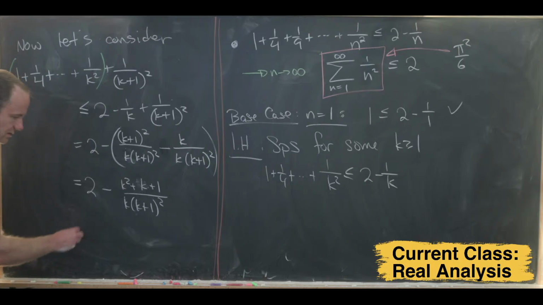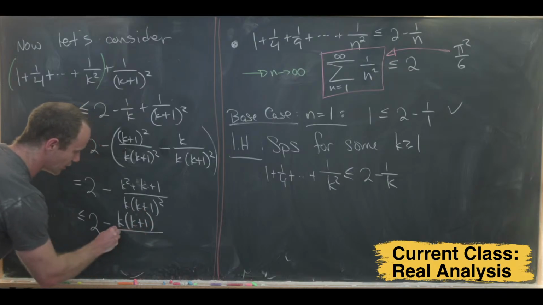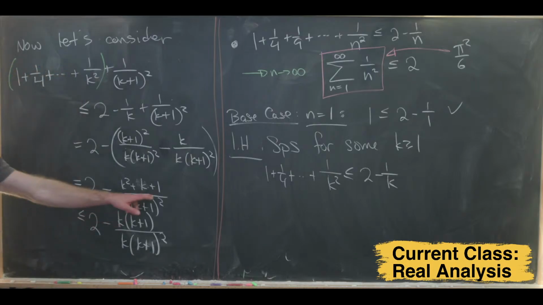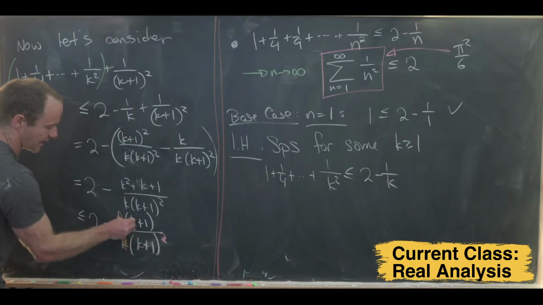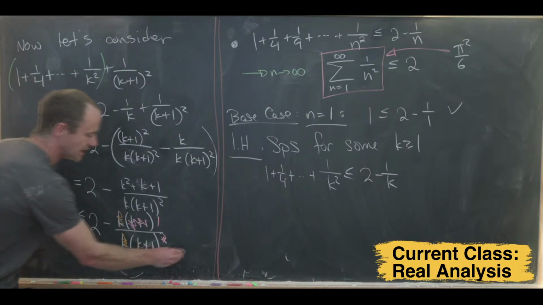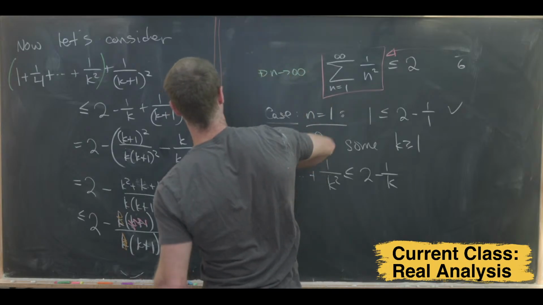This is going to be less than or equal to 2 minus k times (k plus 1) over k times (k plus 1) squared. What I did is I just removed this 1 here, but since it's attached to a minus sign, I created something larger. Now this k cancels with this k, and this squared cancels with this k plus 1, and we have 2 minus 1 over k plus 1, which is exactly what we needed in order to finish the induction step. Okay, now let's do a couple of problems with sets.